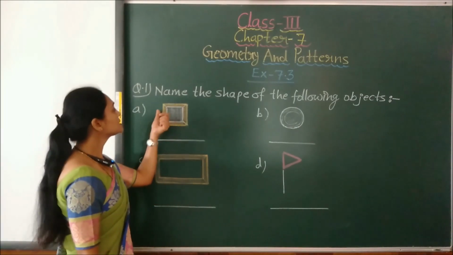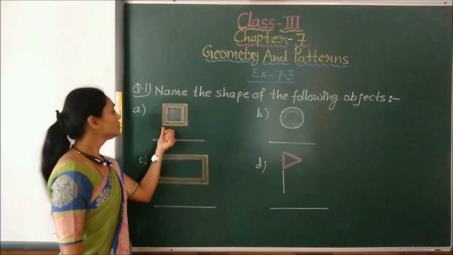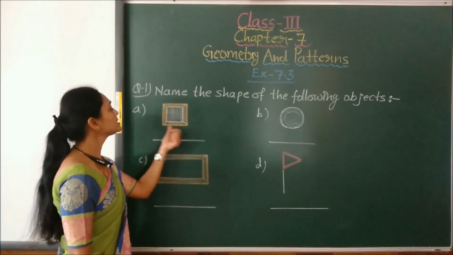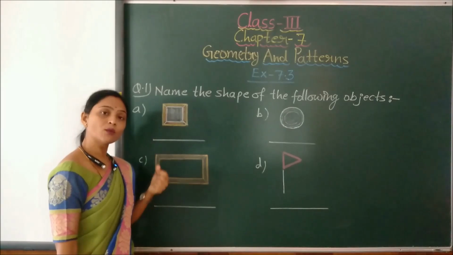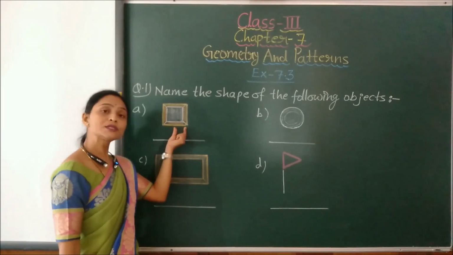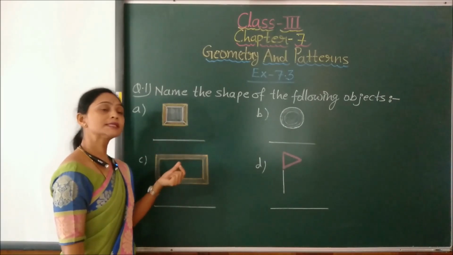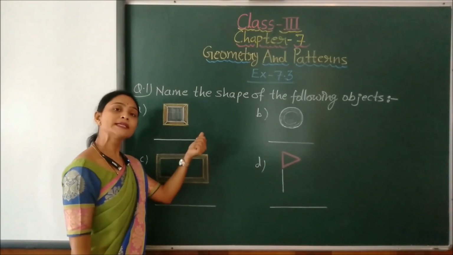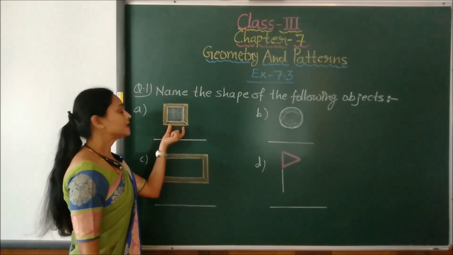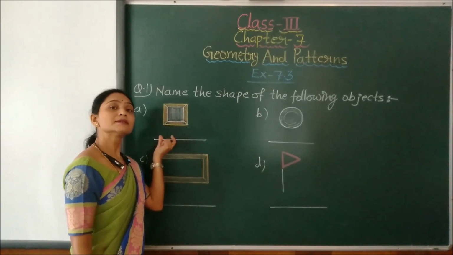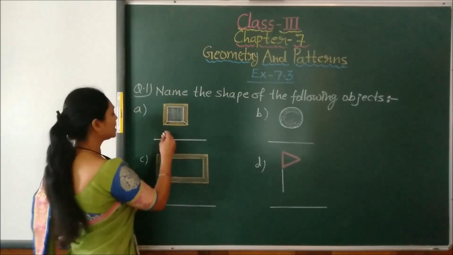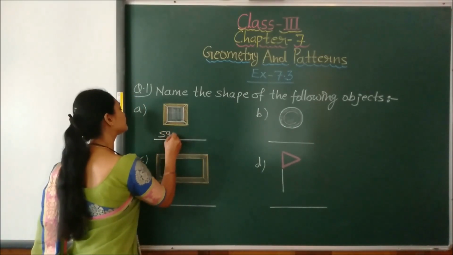here. This is having which shape? You can see here, this shape is having all four sides equal. You can measure also all the four sides. So which figure is having all four sides equal? That is square. It means this is square. So here we have to write square.